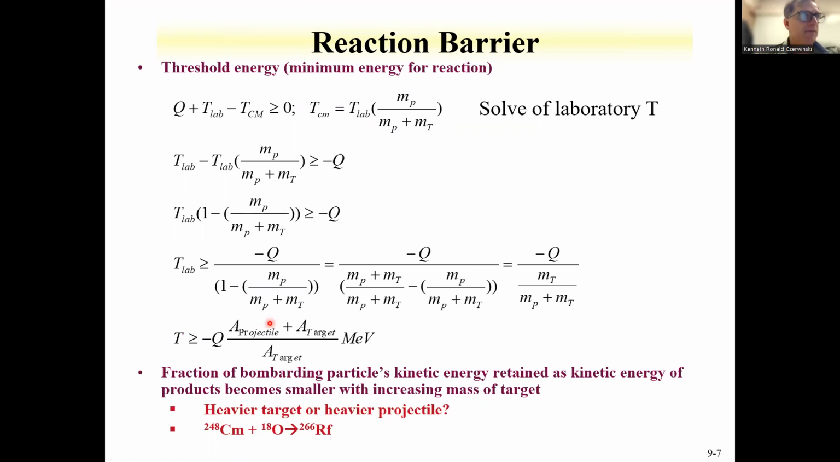And for the laboratory frame, as shown here, we just get the threshold energy is greater than or equal to the negative of the Q value times the sum of the projectile and target mass divided by the target mass. And this is all in MeV. So this is an equation that you'll be asked to manipulate. What's the threshold energy for a given reaction?